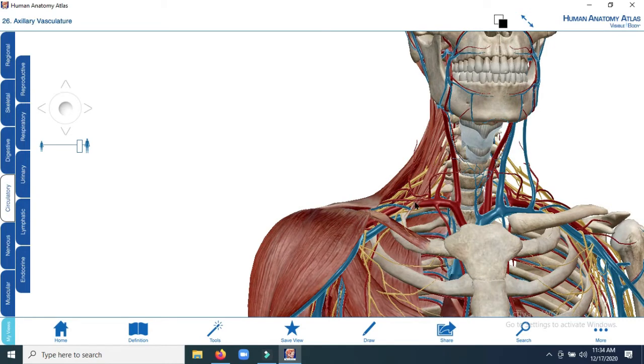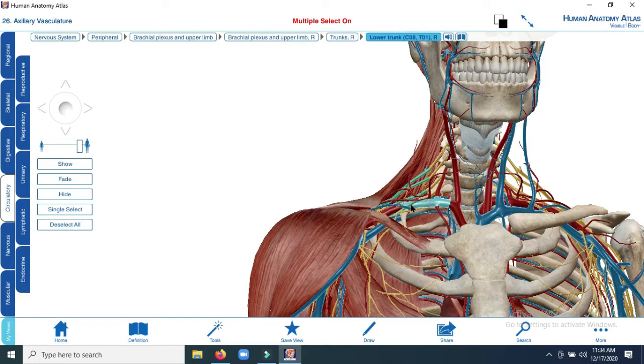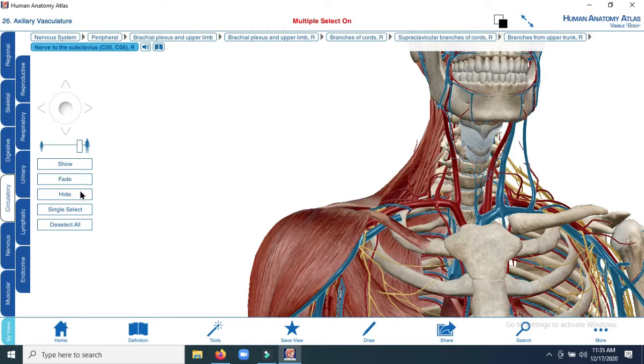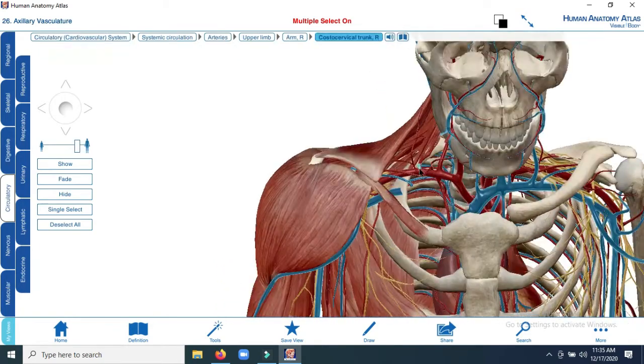Now from the second part, that means the part that remains behind this muscle, we will hide this muscle, the scalenus anterior muscle. And we will also hide the nerves from here, the brachial plexus, isn't it? Okay, we'll hide this. Fine. Now look here. From this portion, another trunk will arise.